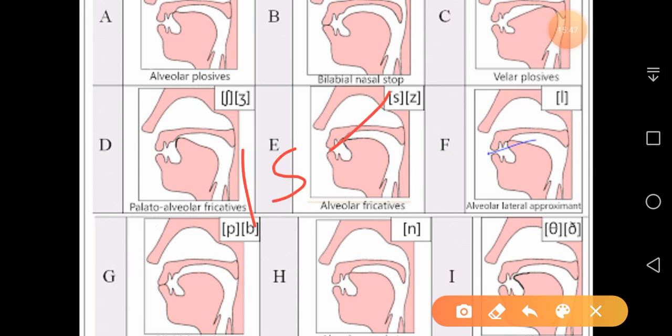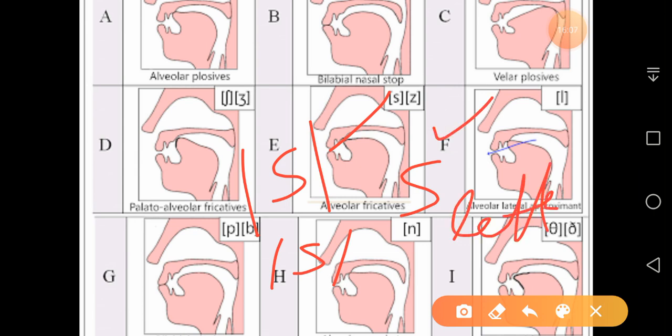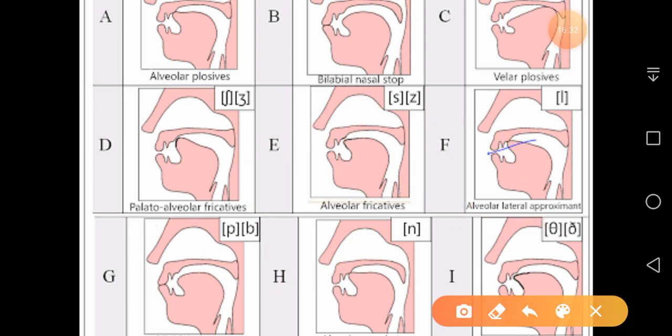S is voiceless. S is a letter. When we say S, it is an English letter, a letter of the alphabet. When we say the sound, it is now a sound. S is written like this, but the sound is written between two slashes. So this is a letter of the alphabet, a printing symbol. But as far as the sound is concerned, it is between two slanting lines. Same way, this is the letter Z. But when we take it as a sound, we put two slashes. Now it becomes the sound z.